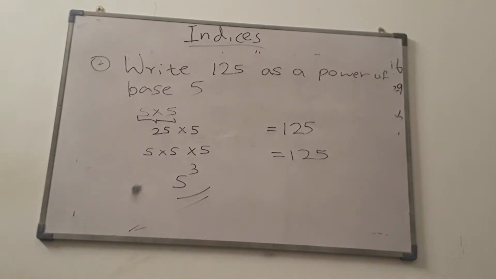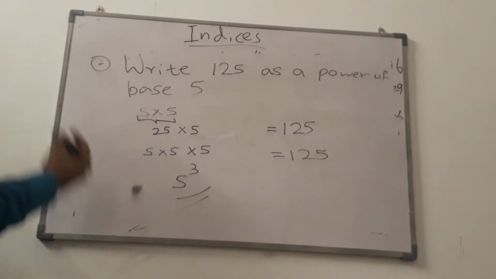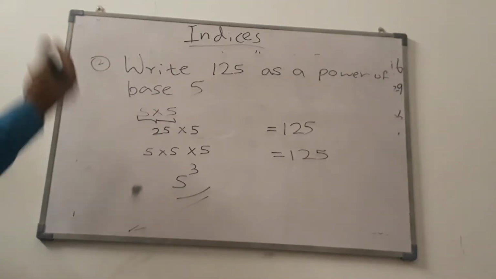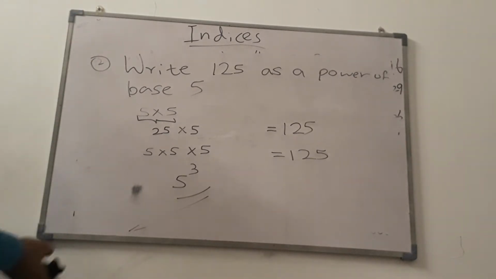What we learned so far, we can make use of. Yesterday I taught you to learn these values by heart: 5 to the power 3 means 125, 5 to the power 2 means 25, 7 to the power 3 means 343. If you can recall those, when you are given 125, you should straight away be able to write it as 5 to the power 3, with base 5.